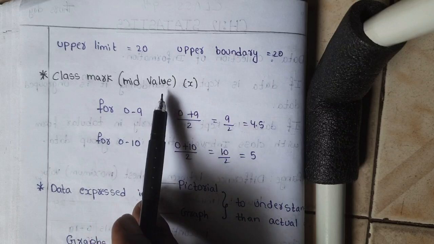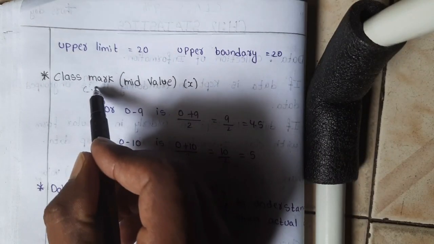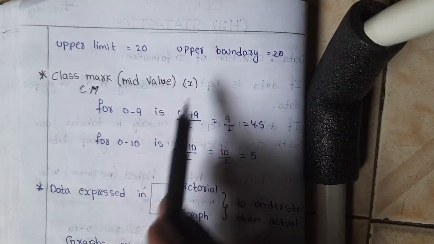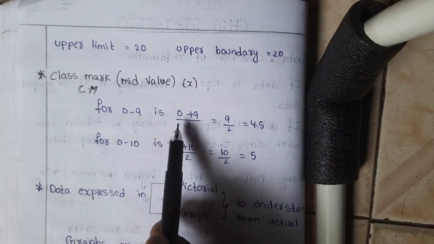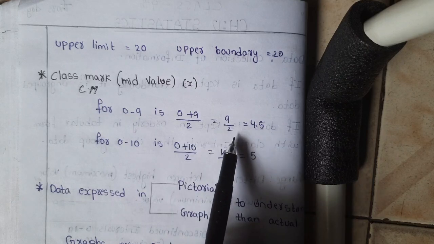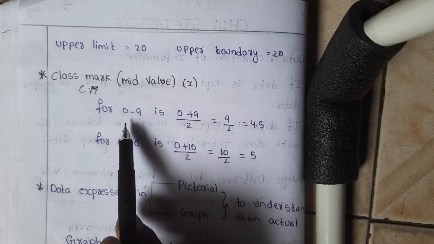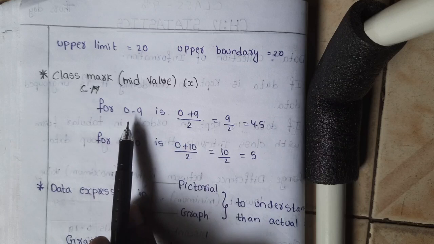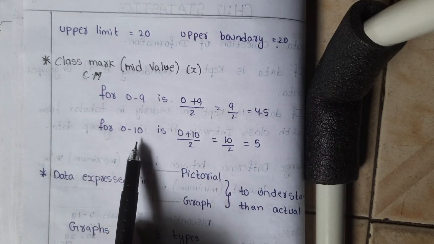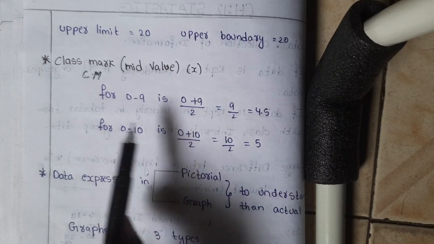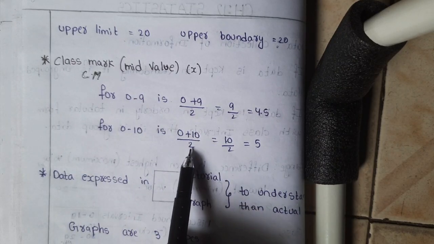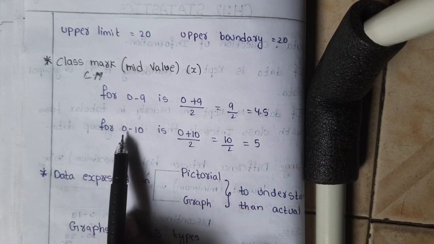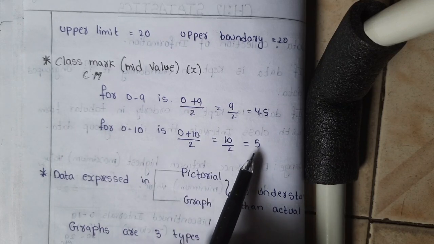Class mark or mid value, what we call CM, shortcut CM. CM means class mark, mid value or X. Suppose for 0 to 9, what will it be? 0 plus 9 by 2, 9 by 2 means 4.5. This is the mid value, class mark or X for that class interval. That is for a discontinued interval. Whereas for 0 to 10, the class mark is 0 plus 10 by 2. That means add the upper limit and lower limit and divide by 2. So 10 by 2 means 5.